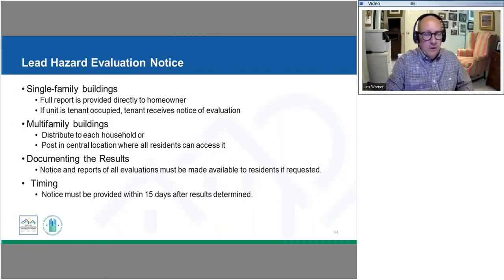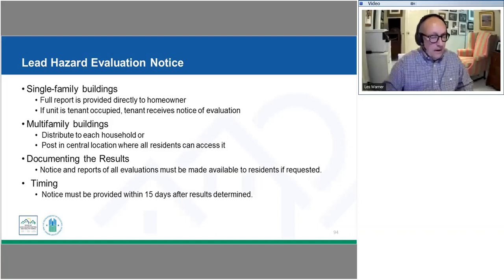Let's talk about that notification process, depending on the kind of structure that we're dealing with. If we're dealing with a single family building, then we're going to be providing it to that homeowner directly. It could be that we have a single family building that's tenant occupied. If so, we're going to make sure that that tenant also is receiving that notice of evaluation. For multifamily buildings, we have a little bit more option here. We could distribute that to each household, but we also have the ability to simply post that in a central location where all the residents would be able to access that.